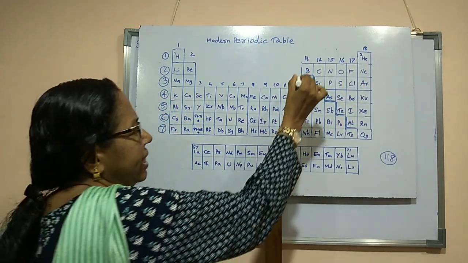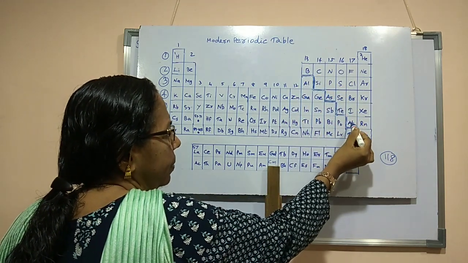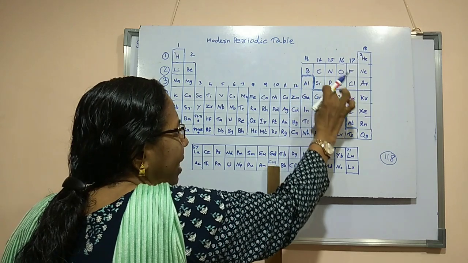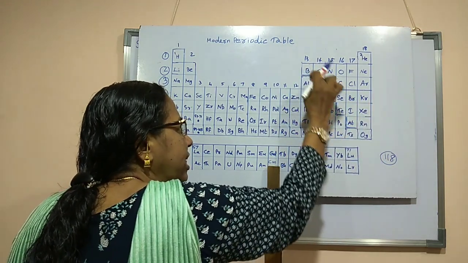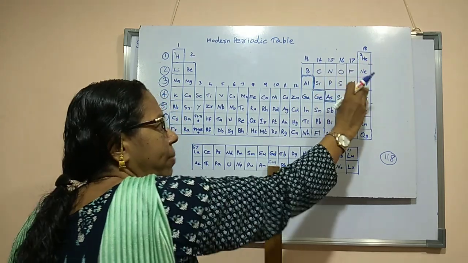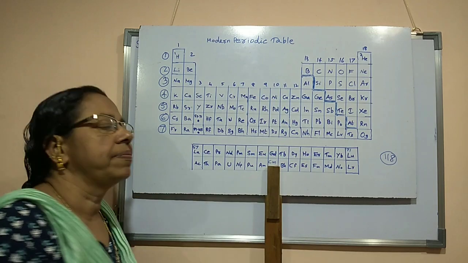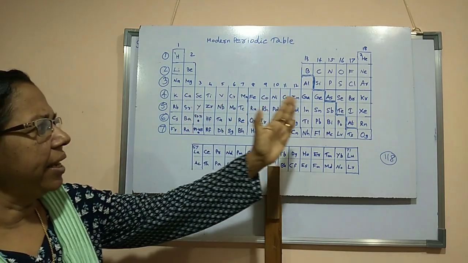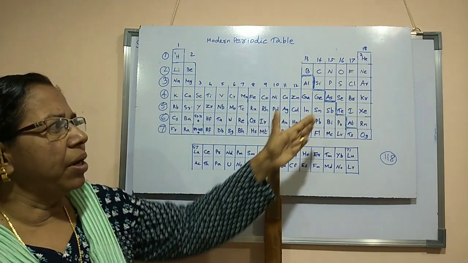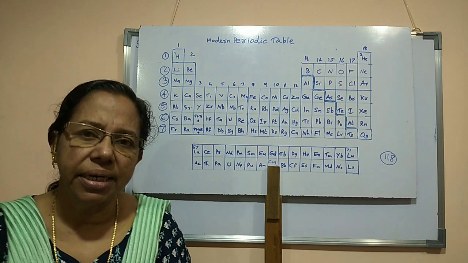So here we can say boron, silicon, arsenic, tellurium, astatine. These elements are metalloids. The right side of these metalloids are non-metals. The left side of these metalloids are metals. So I think now I have explained almost all details about the modern periodic table.